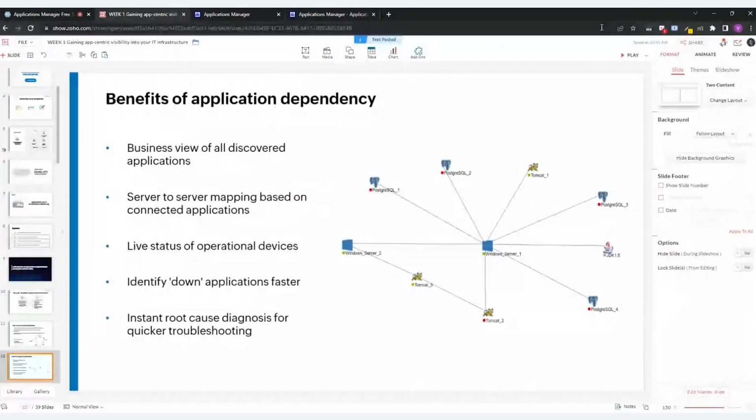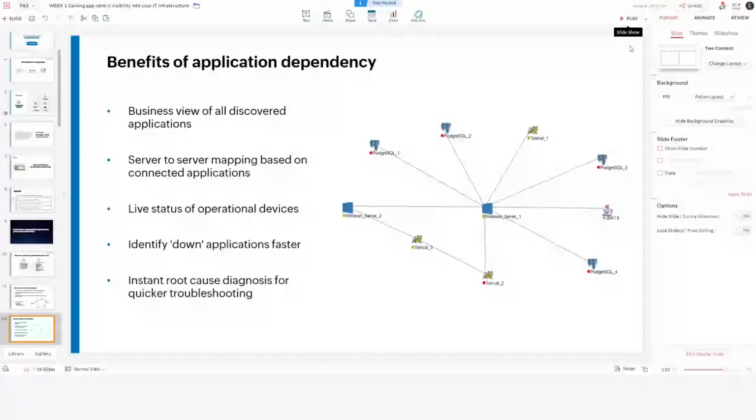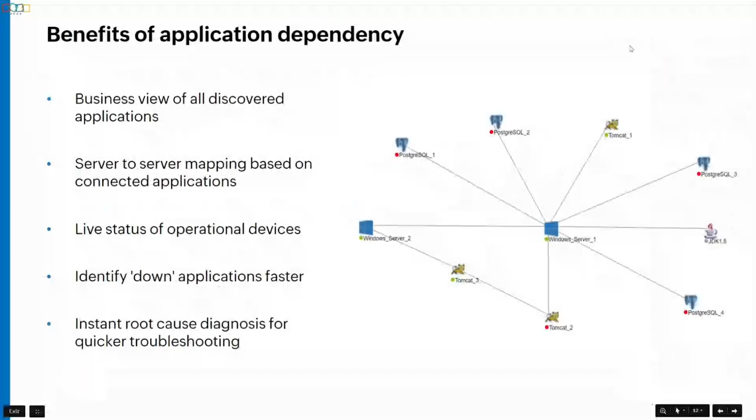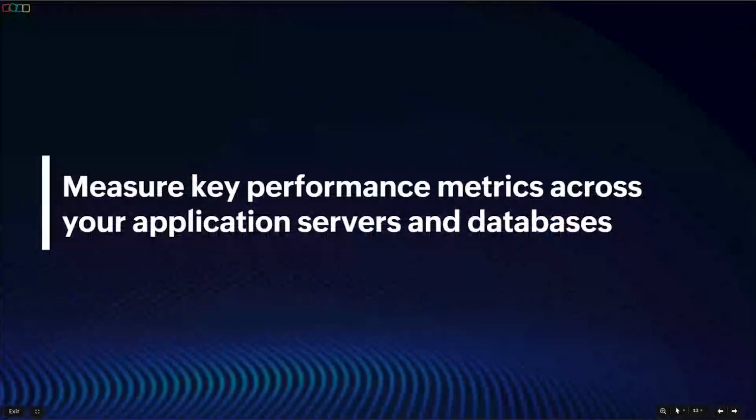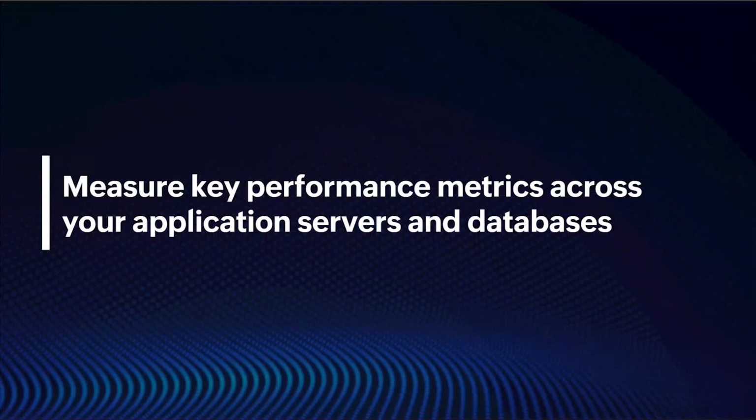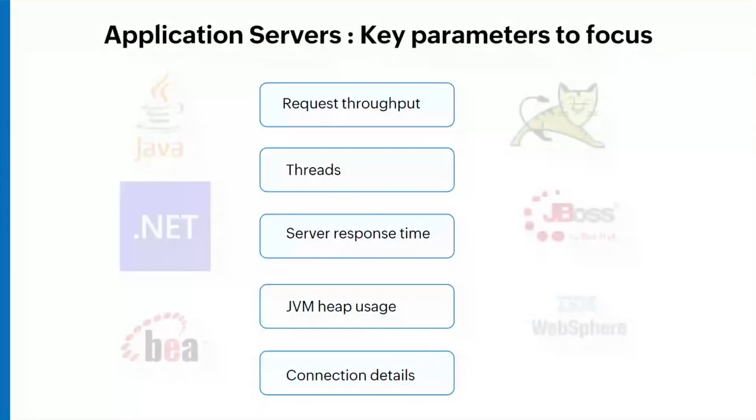Now let's move on to the second part of the webinar, which is measuring key performance metrics across your application servers and databases. So when it comes to application servers, there are certain metrics you need to focus on. The first and most important metric is the JVM heap usage. Now, this is a critical metric because it helps you identify the memory intensive parts of the application, detect memory leaks, determine how much memory should be allocated to a Java application.